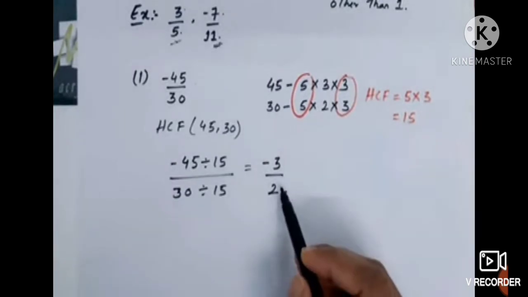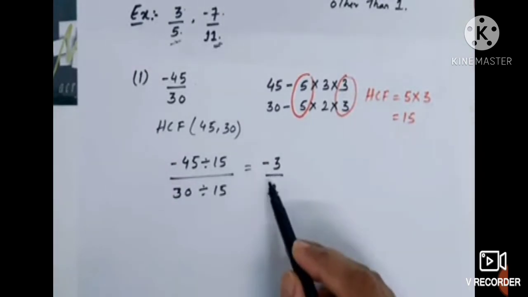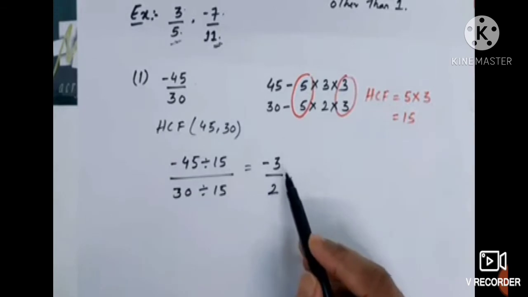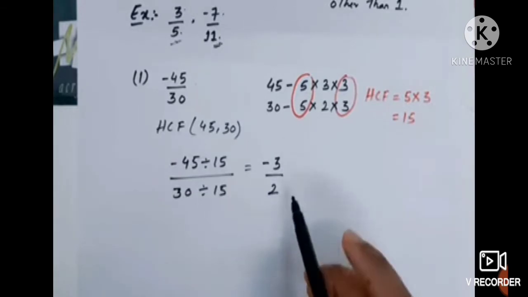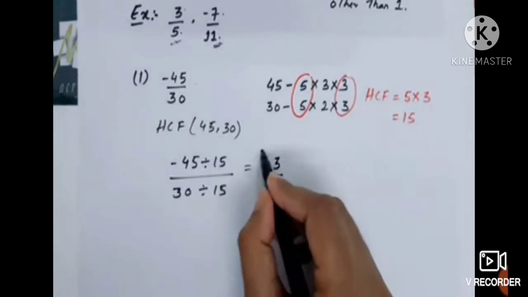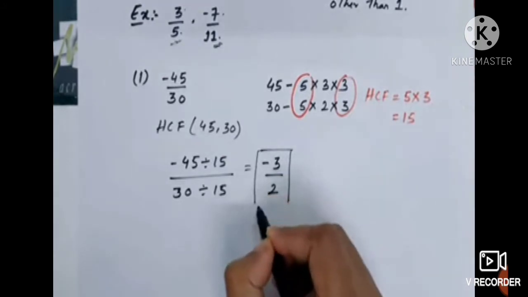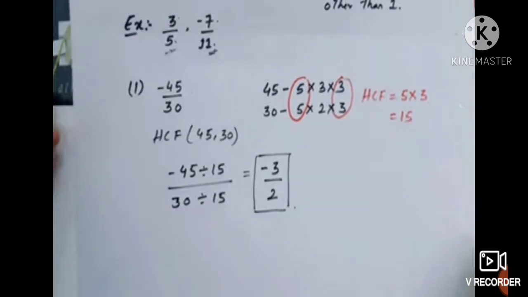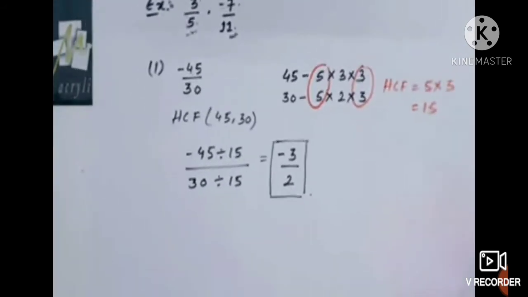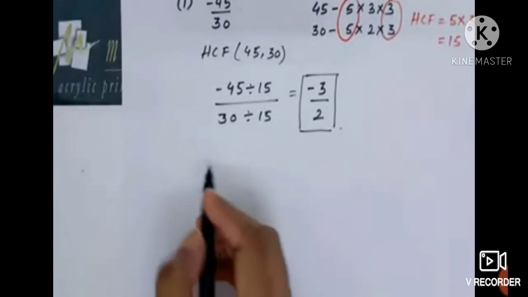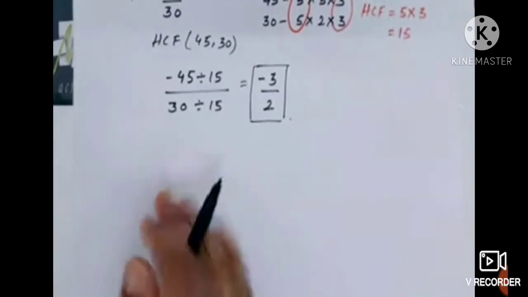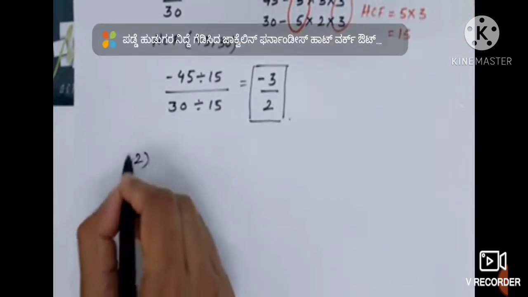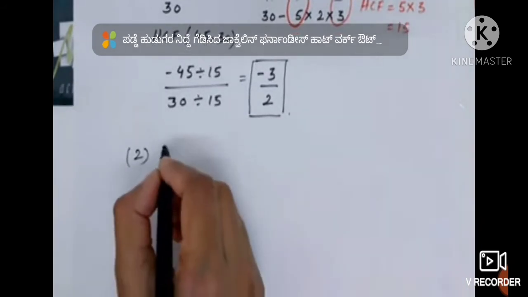Yes, minus 3 by 2 is the standard form of this, because the denominator is a positive integer and minus 3 and 2 have no common factors other than 1. So minus 3 by 2 is the standard form of minus 45 divided by 30. Let's take another example. The next one is the second example.